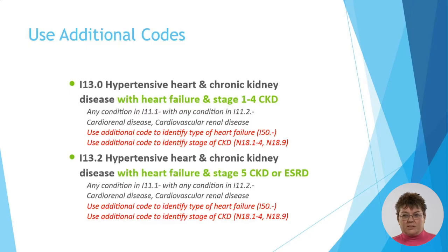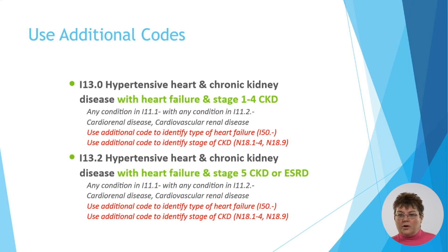So here, they are really guiding you and telling you to look further. You can't just have one code. So this is hypertensive heart and chronic kidney disease with heart failure and stage 1 through 4. Okay, so CKD is chronic kidney disease. When you're looking this up in the book, it is telling you use additional codes, what type of heart failure. And it's kind of guiding you because it's saying I-50. You are going to write down this I-13.0 in pencil and get that code.